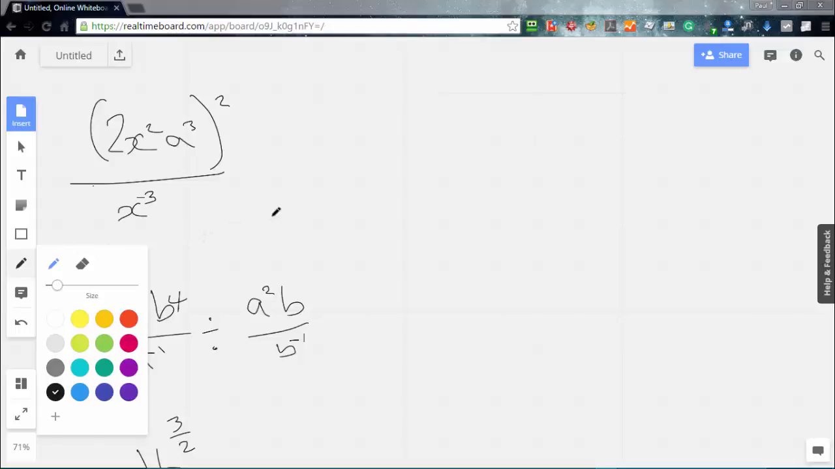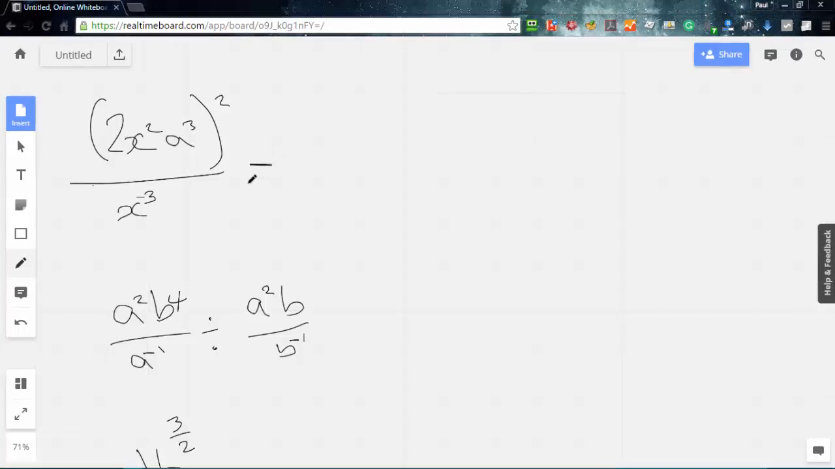Okay, so here are a few more complicated examples and some ideas on how to approach them. At the top here I've got (2x squared a cubed) all squared over x to the minus 3. The first thing I'm going to do is get rid of this squared sign. So I square everything inside the brackets, so that becomes 2 squared. Now x is already squared, so that's x to the 2 times 2, and a to the 3 times 2, all over x to the minus 3. I'll just write that out in full now.